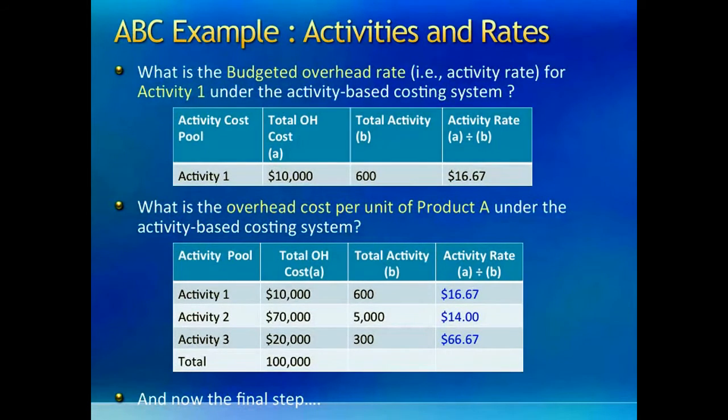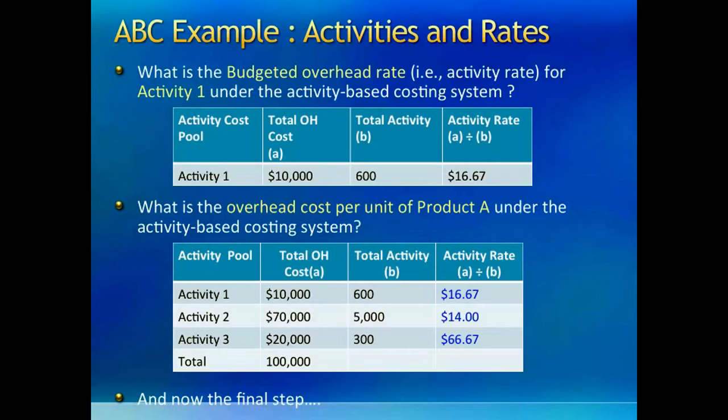Let's move on to an activity-based costing system now. The first question is asking you to calculate an estimated overhead rate only for activity 1. So you take the dollar amount of overhead cost in activity 1 from our problem, divided by the estimated activity in this pool to get a rate of 16.67. Easy. The next question is the same as in traditional costing, about the amount of overhead that will be allocated to product A. This is a two-step process.